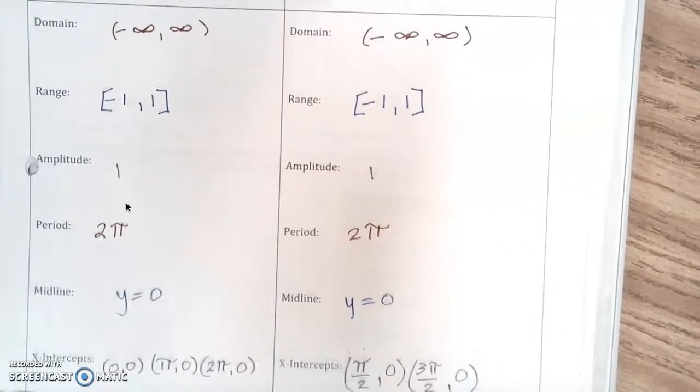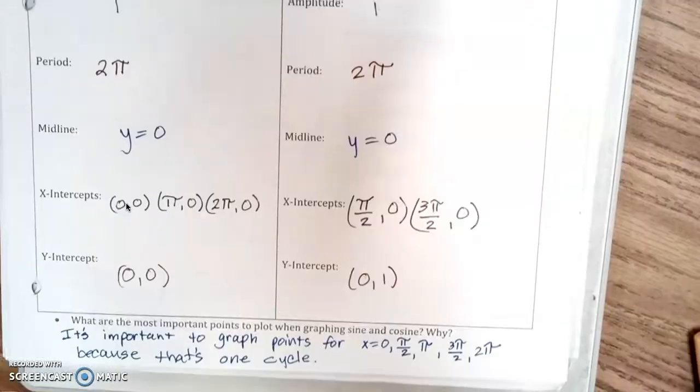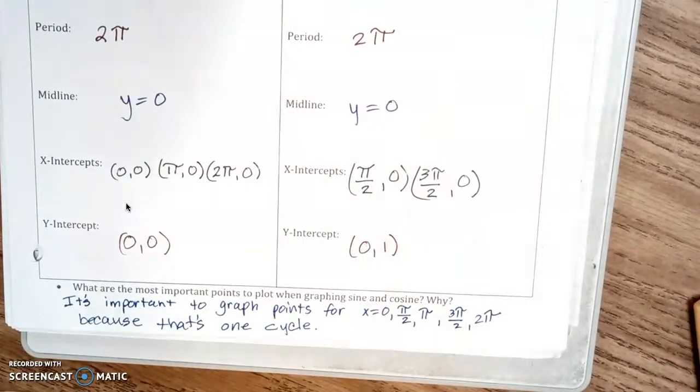And down at the bottom is where you'll see slightly different information, okay? So on the sine graph, your x-intercepts are going to be at 0, 0, pi 0, and 2 pi 0, whereas on the cosine, your x-intercepts are going to be at pi over 2 and 3 pi over 2. And then your y-intercepts are at 0, 0 and at 0, 1.